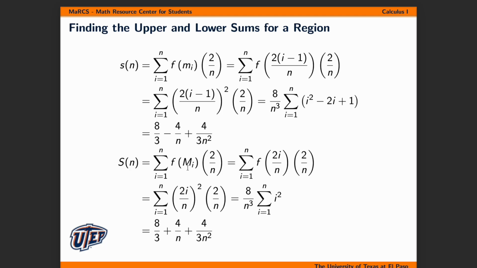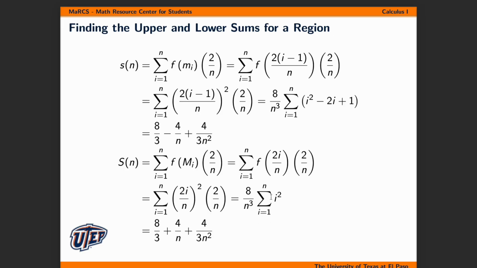So now we are evaluating our function at uppercase Mi, which was 2i divided by n. So we are plugging in 2i divided by n into our function f of x is equal to x squared. So we will be squaring the 2i over n and multiplying that by 2 over n. So once again, we can take out the 8 over n cubed, because that is independent of the sum, and then we will be summing from i equals 1 up until n of i squared.